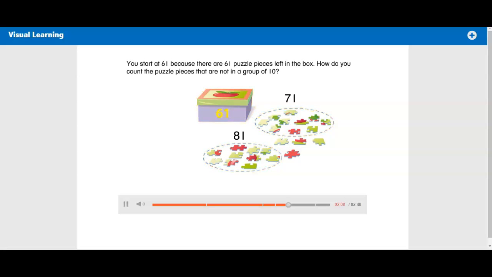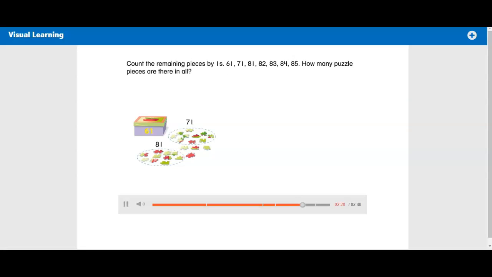You start at 61 because there are 61 puzzle pieces left in the box. How do you count the puzzle pieces that are not in a group of 10? Count the remaining pieces by ones. 61, 71, 81, 82, 83, 84, 85. How many puzzle pieces are there in all?